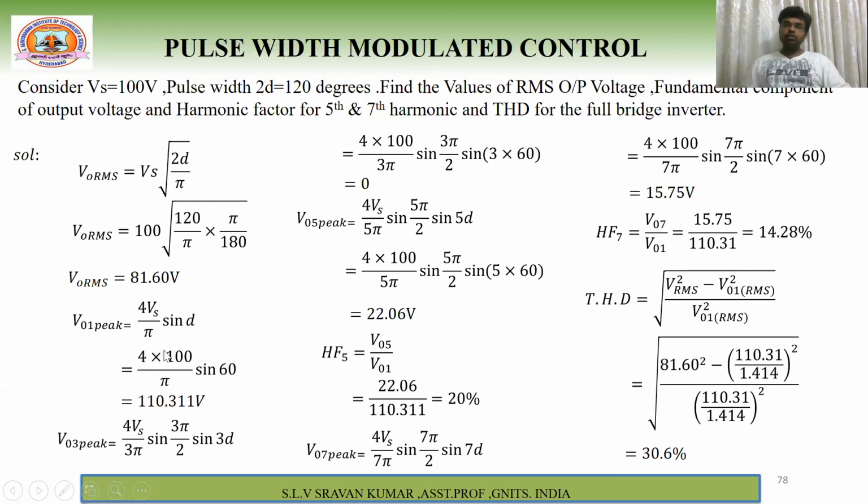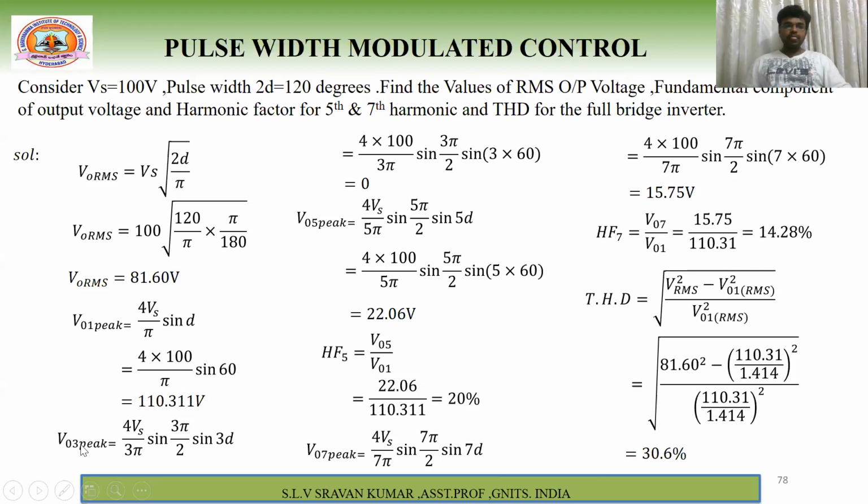So from this also you can say, V01 peak earlier was 4 Vs by root 2 pi. For a pure square waveform in a full bridge inverter, Vrms is equal to Vs. So V naught RMS is equal to 100 there. Here it is 81. What about the fundamental component? Earlier we discussed it is some 90 point something, but here we are getting 110.311 volts. This is the fundamental component.